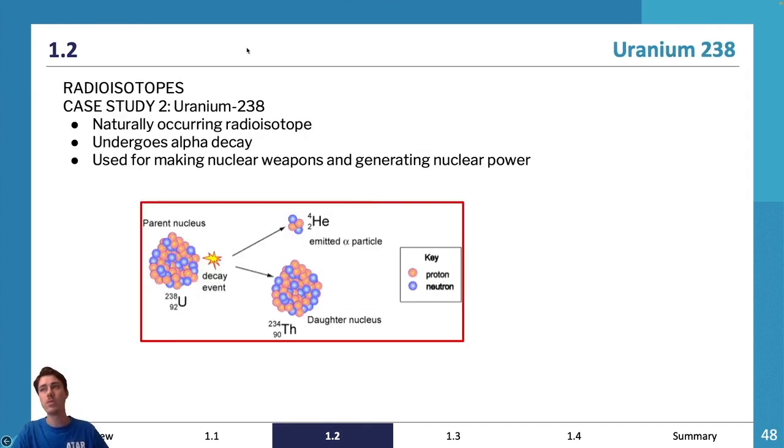The other one that's really cool is uranium-238. It's a naturally occurring radioisotope. It undergoes alpha decay, and it's used for making and generating nuclear power. But the problem is the way that we work with it ends up producing a bit of gamma, and it gets really dangerous.